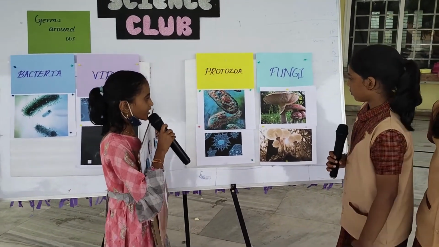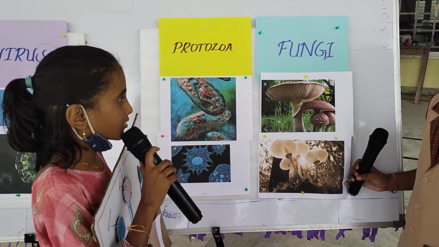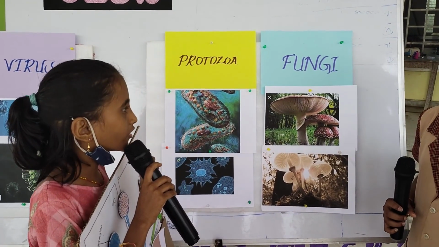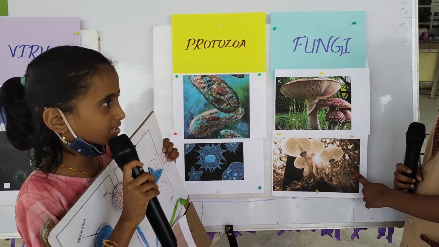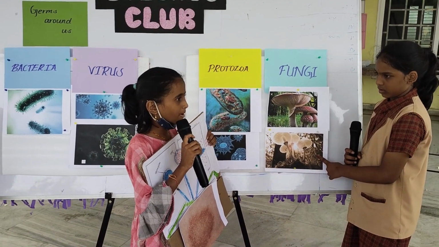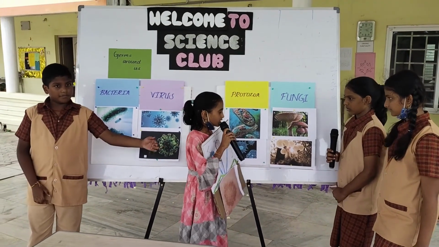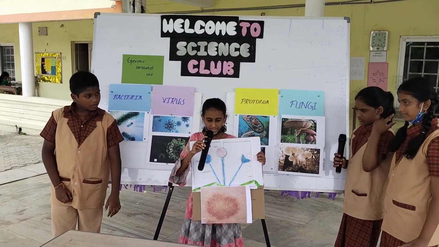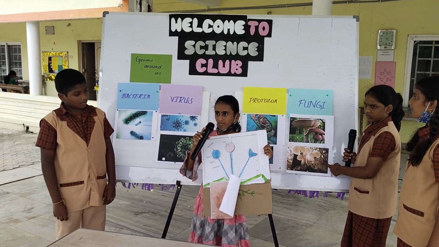Fungi are non-green organisms with bodies usually made of thread-like structures called hyphae. Depending on mode of nutrition, they are classified as saprophytic and parasitic. They are found mostly in warm and moist places. Some examples of fungi are yeast, bread mold, mushroom, penicillium. Common disease caused by fungi is ringworm.